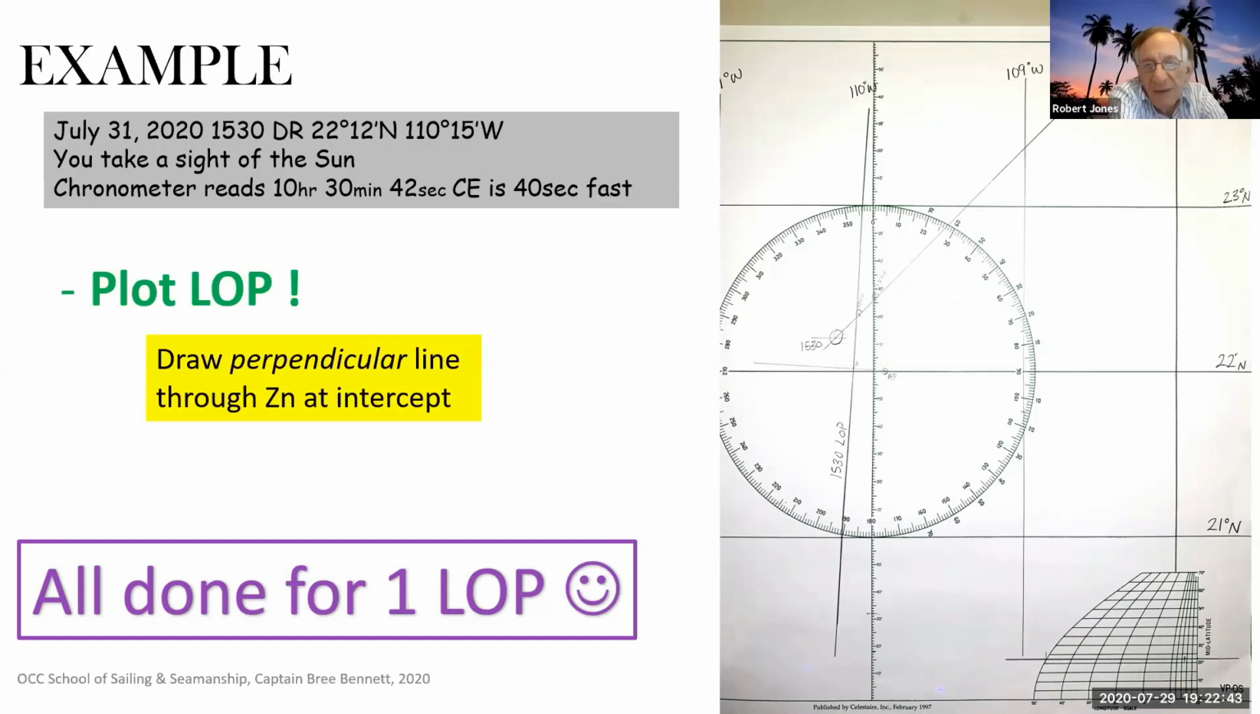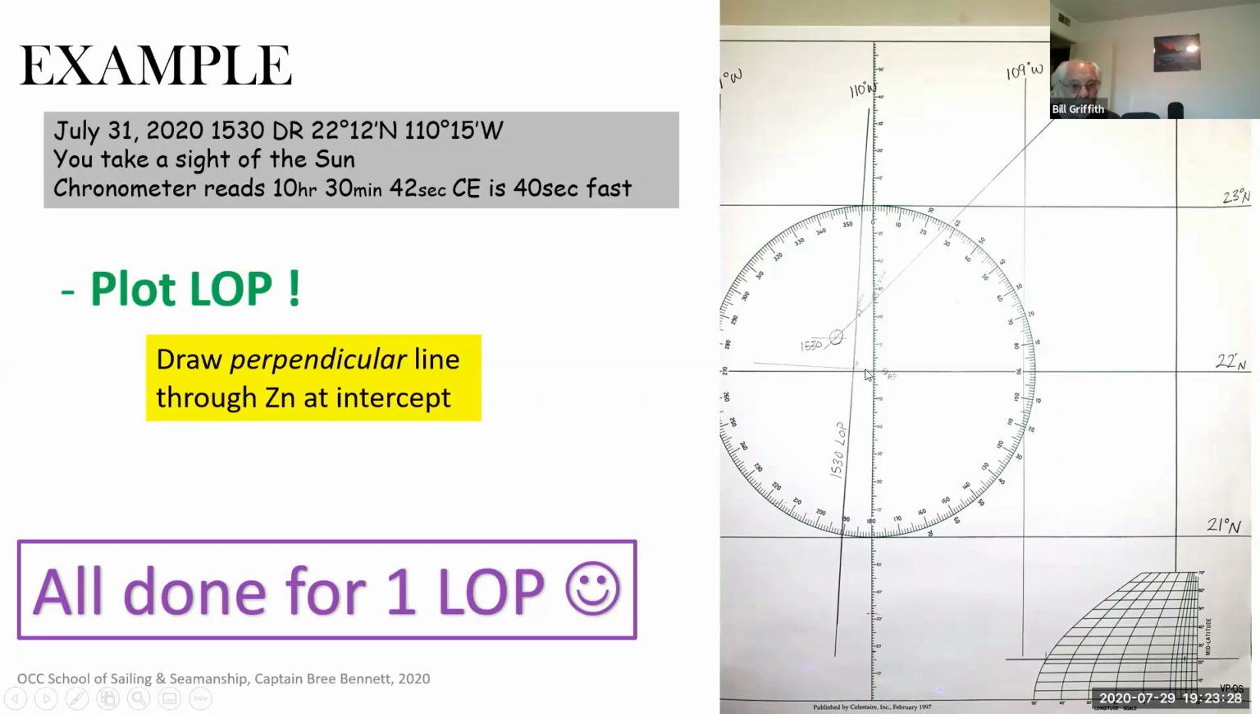So you're somewhere on that 1530 LOP. Yes, and you can see the 1530 LOP is pretty far off from my 1530 DR position. So, probably 5 to 10 miles, but 5 to 10 miles could mean different things depending on where you are. If you're in the middle of the ocean, if you're within 20 miles of where you think you are, great. If you're closer to Hawaii, you should maybe be within 5 miles. So it's all dependent. It's all relative.